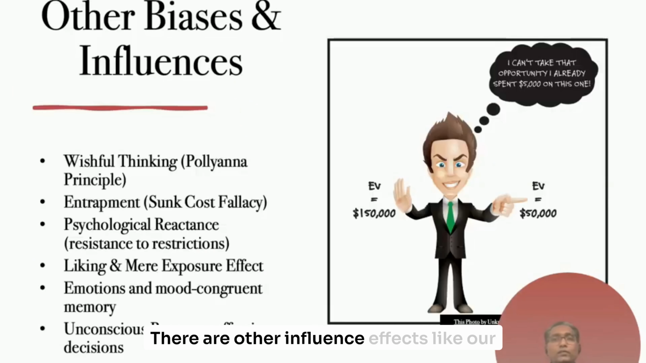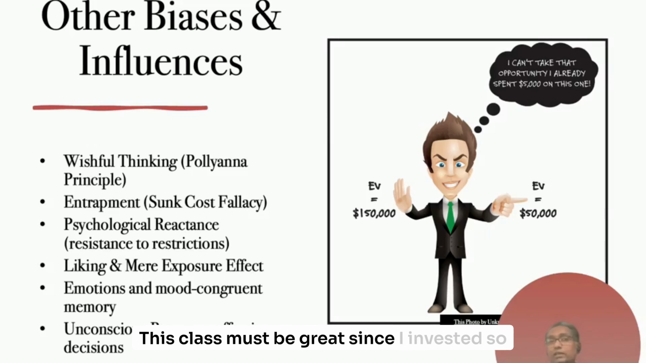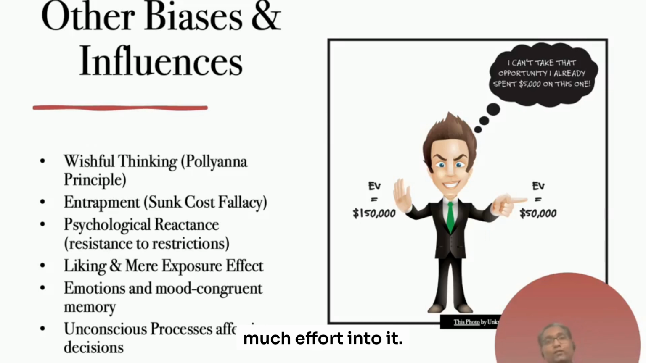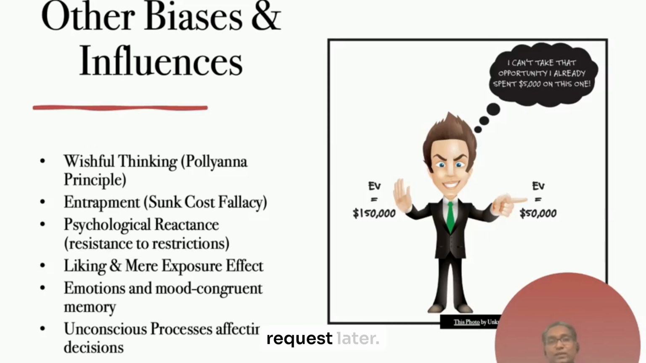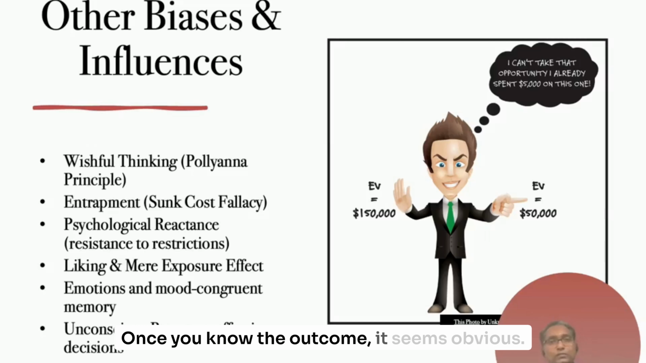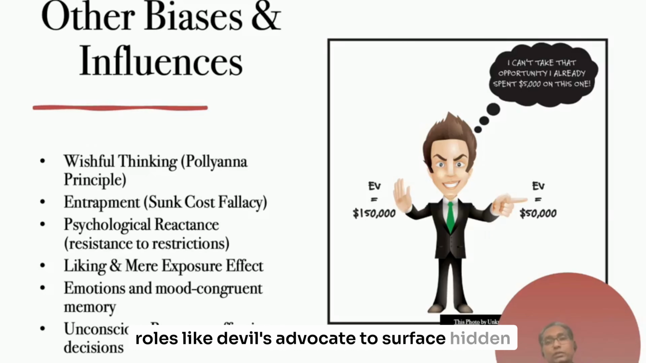There are other influence effects, like how our social environment shapes our choices too, right? There is cognitive dissonance. After choosing, we adjust beliefs to reduce our discomfort: this class must be great since I invested so much effort into it. Foot in the door. Agreeing to a small favor makes you more likely to comply with a larger request later. Hindsight bias. I knew it all along. Once you know the outcome, it seems obvious. In group work or peer feedback, assign roles like devil's advocate to surface hidden pressures.